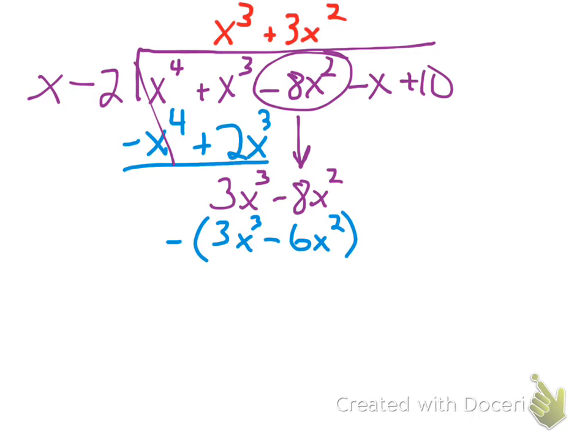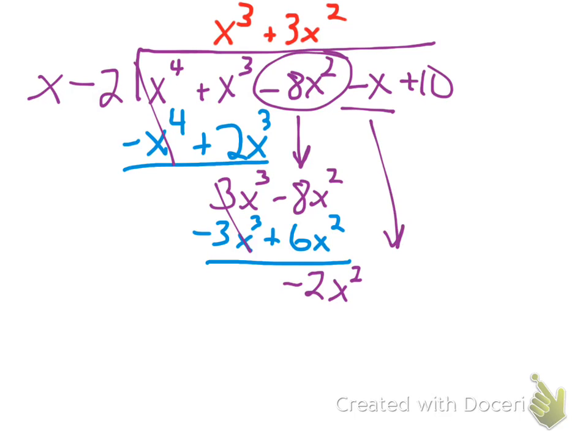Subtracting that from the one above it means I'm again distributing the negative, and I can add. So I switch my signs, and now I add them. Once again, those make 0 because I designed it that way. When I add the next two, I get a negative 2x squared, and my next term comes down, minus x.